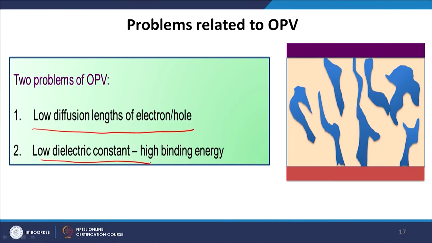Now, we know that binding energy is inversely proportional to the dielectric constant. So, if the dielectric constant is low, then the binding energy will be high. How is the binding energy related to the dielectric constant? We have learned it when we did some quantum mechanics.